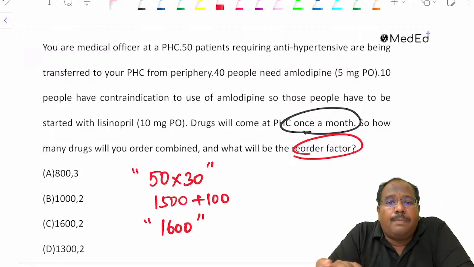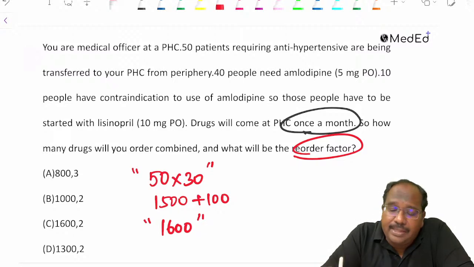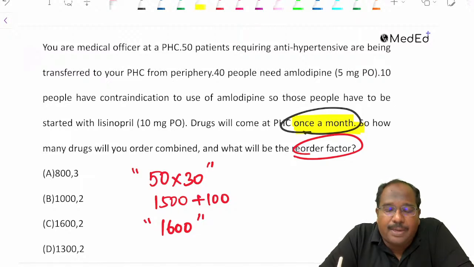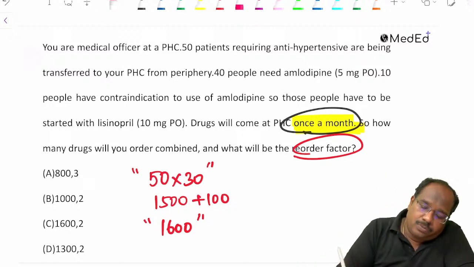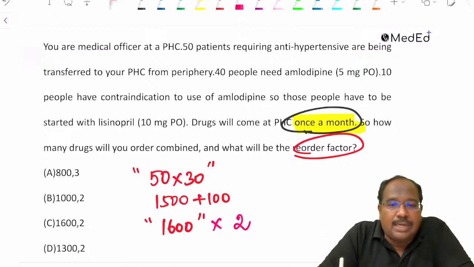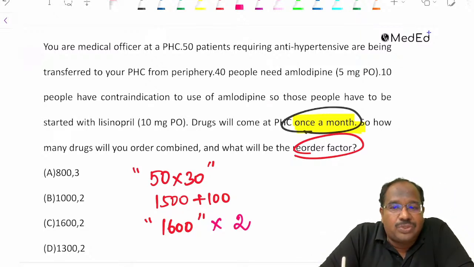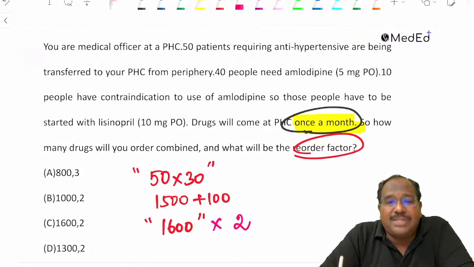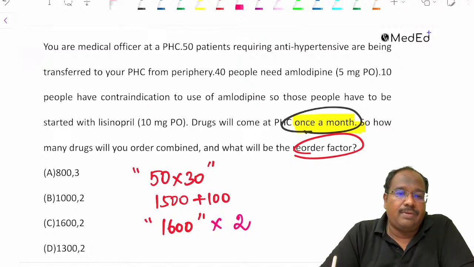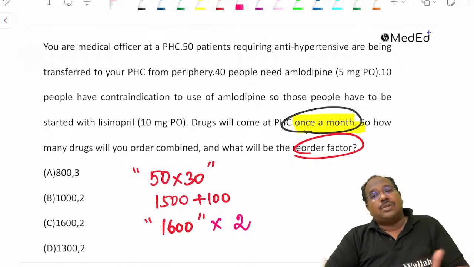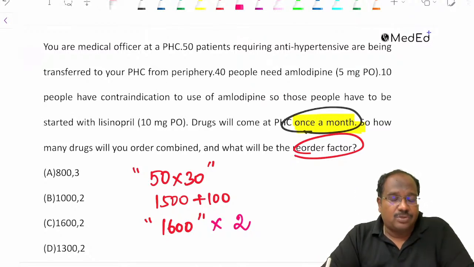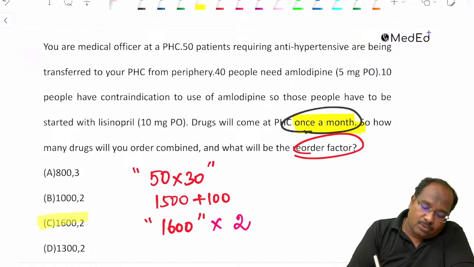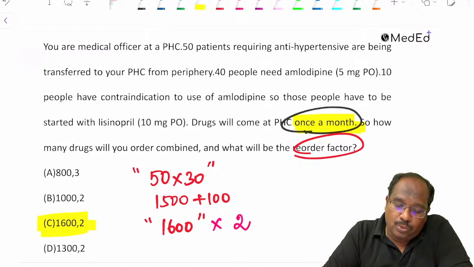Now, additionally, what is the reorder factor? We are getting the drug on a monthly basis, so you have to multiply it with 2. So 1600 and the multiplication factor is 2. If it's 3 months, I have to order for 6 months. One month stock I need to have, so 1600 tablets, and additionally 1600 tablets again. So totally 3200 tablets. So the reorder factor is 2. The answer for this question is 1600. The reorder factor is 2, guys.